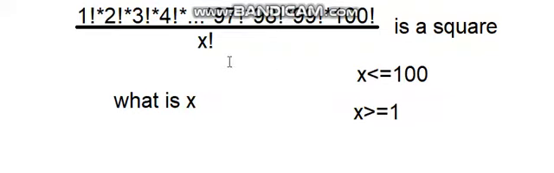Well, what is the problem? 1 factorial times 2 factorial times 3 factorial up to 100 factorial, divided by x factorial, is a perfect square, where x is between 1 and 100. What is x? Well, this sounds very interesting.